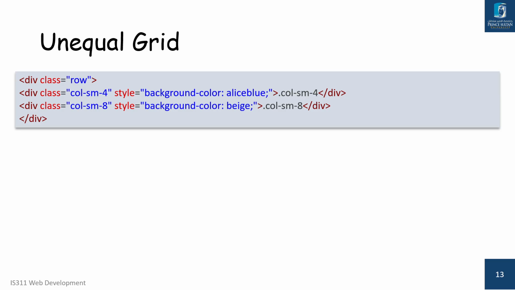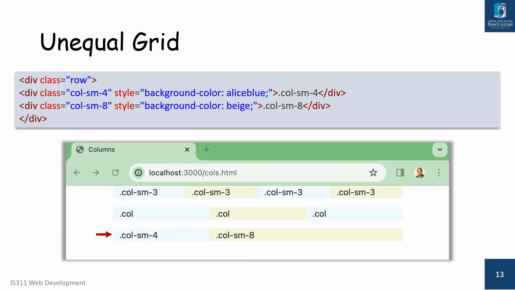We can also have the unequal grid. Rather than saying 5, 5, 5 or 3, 3, 3, I can say 4 and 8. 4 plus 8 is 12. So what will happen? The first four small columns will merge together, combine together to make one column, which is equal to four columns. And the last 8 will become one column again. So this is the output of this one, the last one.